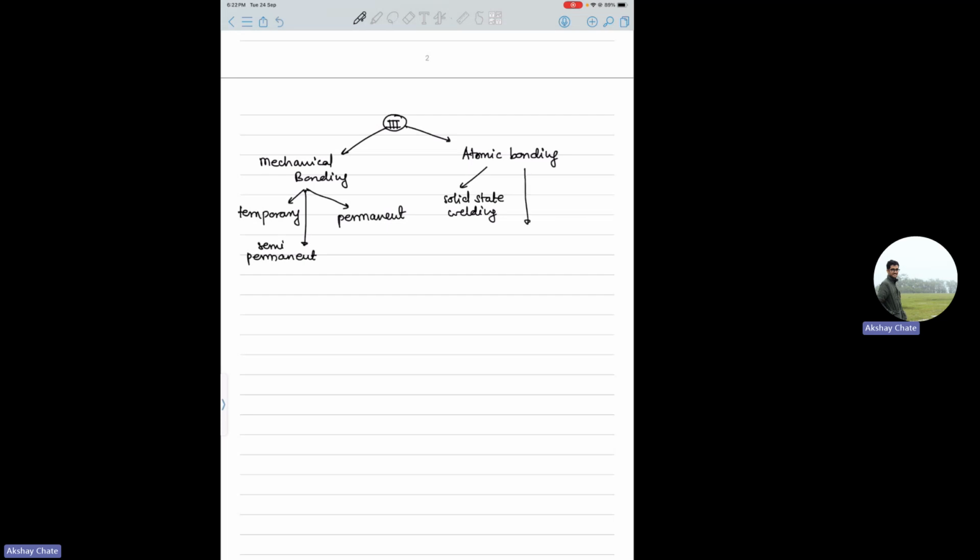Then you have this fusion welding. Fusion basically implies there will be some liquid involved. So this arc welding, resistance welding, etc. Those fall under this category of electrical fusion. So this gas welding, oxyacetylene, etc. Those fall under this kind of fusion welding, thermate, etc.